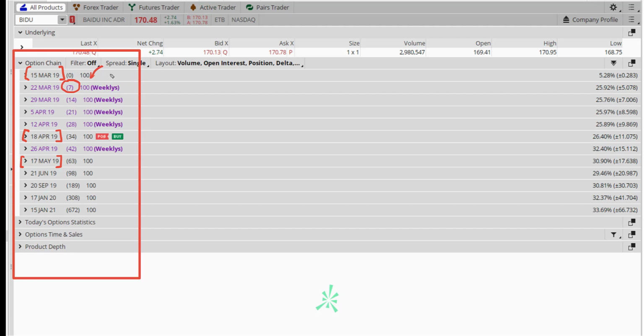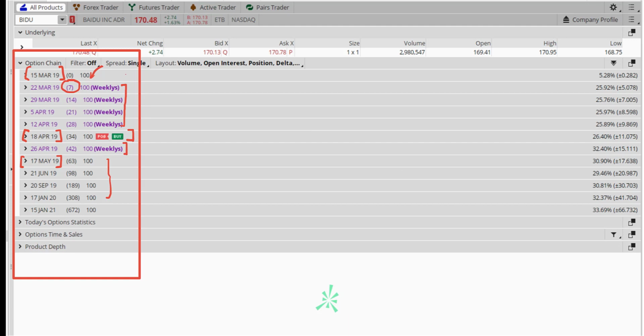And the last information here is whether this is a weekly option contract or a monthly option contract. As you can see, the next 4 option contracts are weekly. And 18th April, this is the third Friday of April month. That's a monthly option contract. And then again, you see a weekly and then all the monthly option contracts. So this is high level information at a contract level.